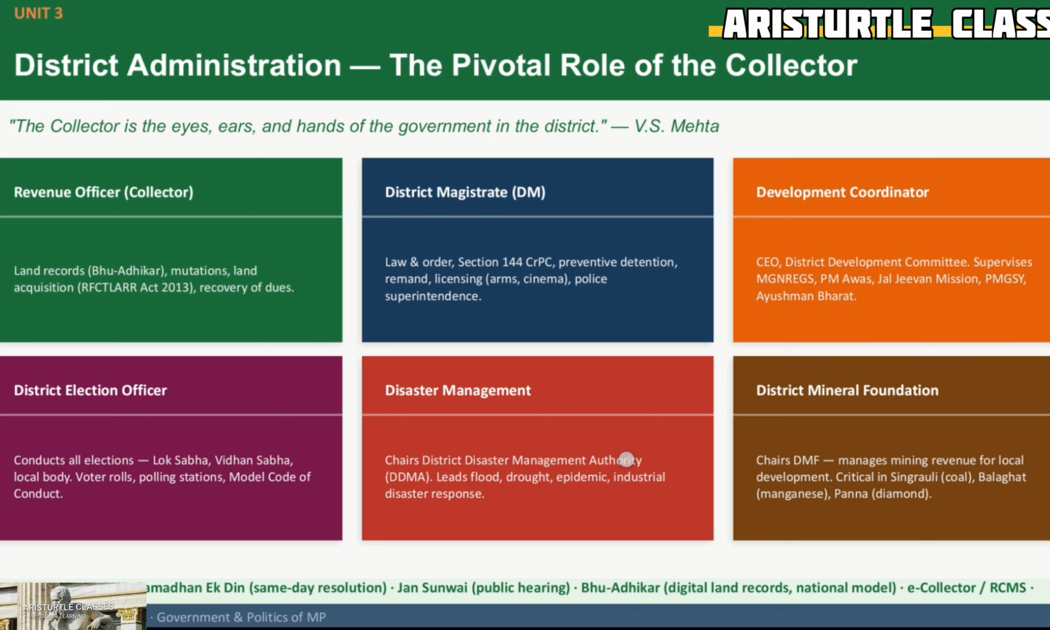So in India, in Madhya Pradesh, we have a vast machinery for the administration at the district level. We have the Jila Panchayat Adhyaksh. We have the mayor. The CEO of municipalities. So these are some basics of how the administration takes place in MP on a district level.